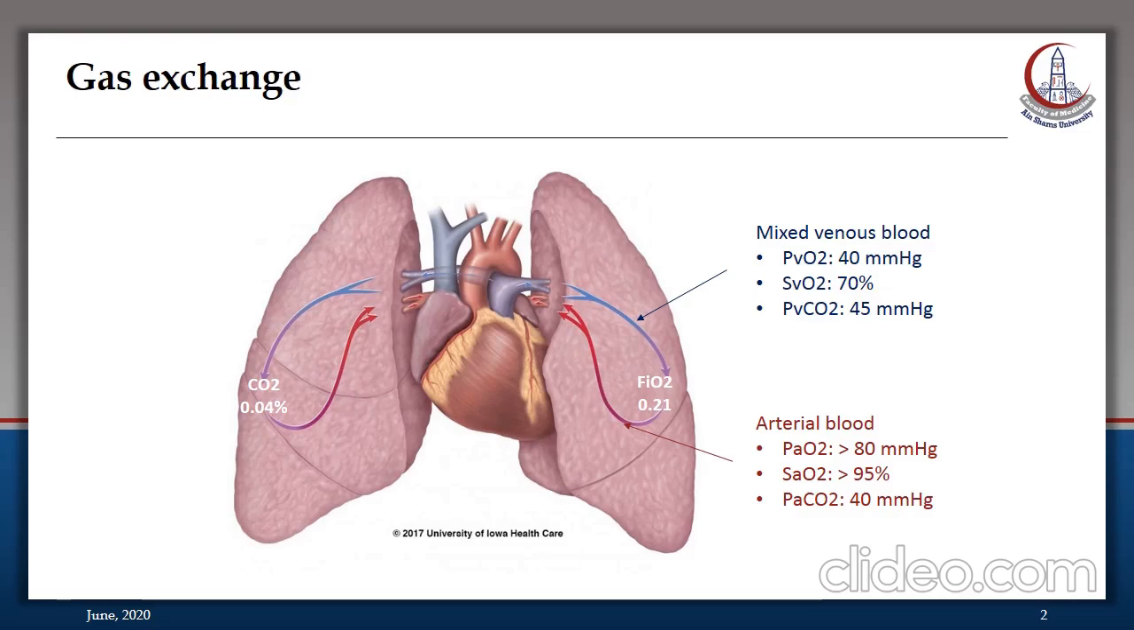By the end of the process of gas exchange in the alveolo-capillary bed, the blood returns back to the pulmonary circulation through the pulmonary veins, and the pulmonary veins carry an oxygenated blood with an arterial oxygen tension more than 80 millimeter mercury and saturation more than 95%. In young healthy individuals, the PO2 may reach 100 millimeter mercury and saturation may be around 98-99%.